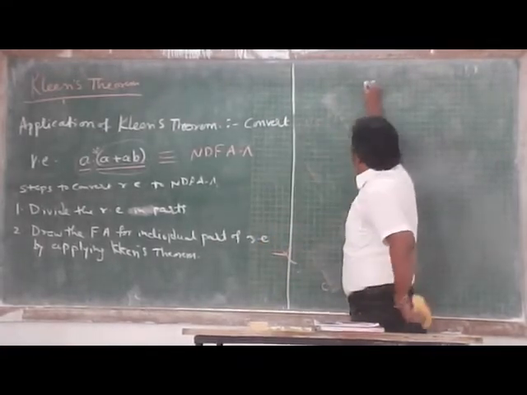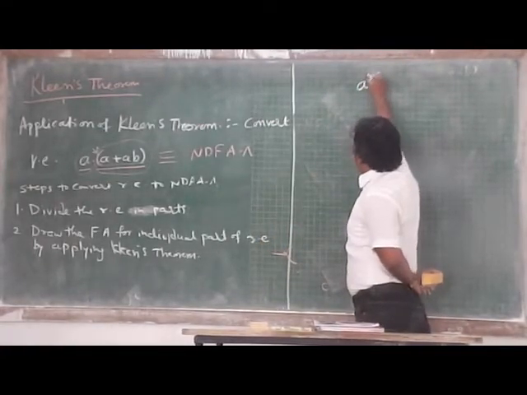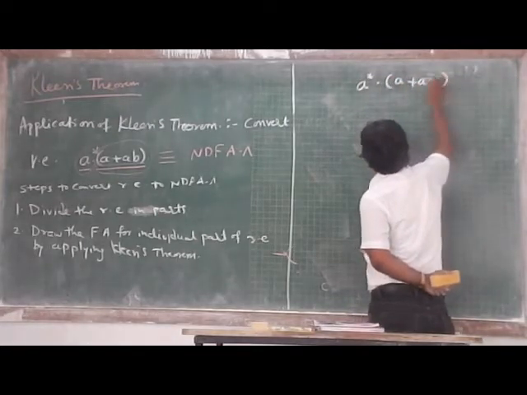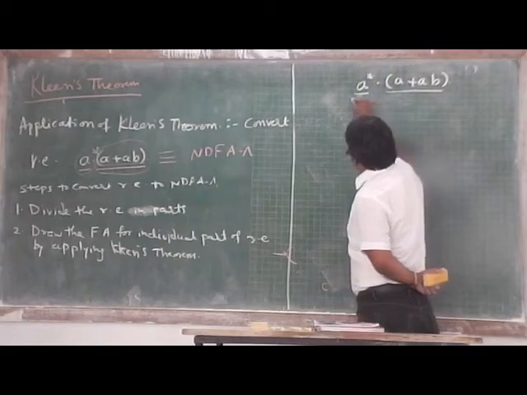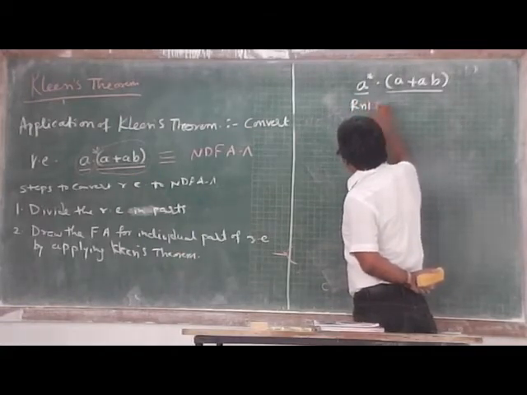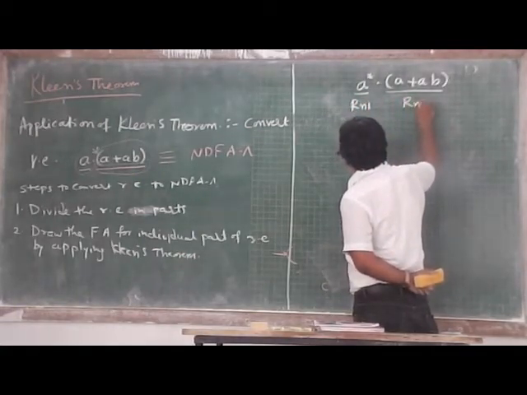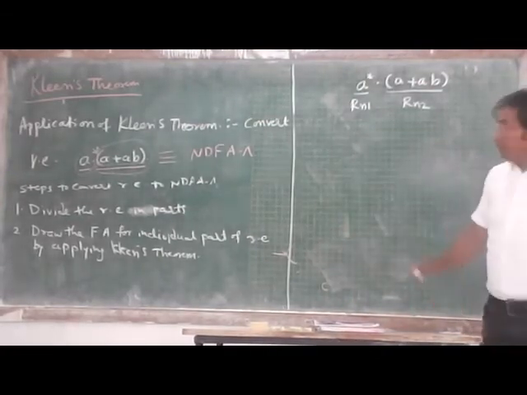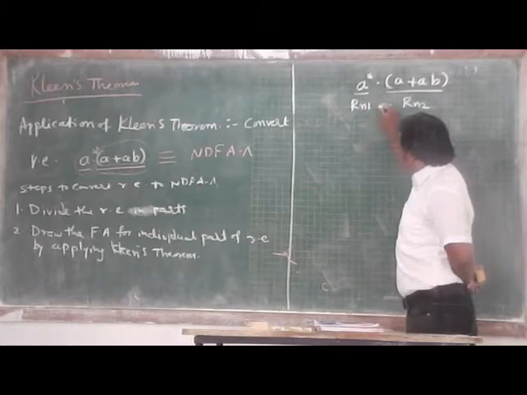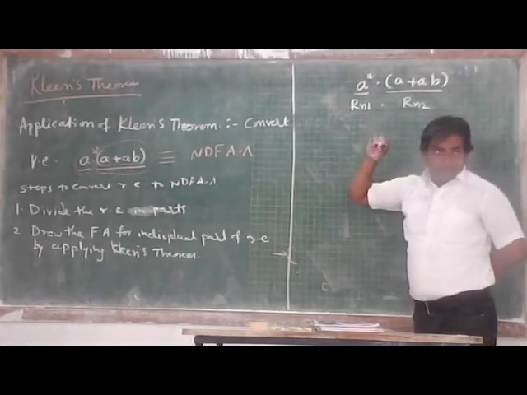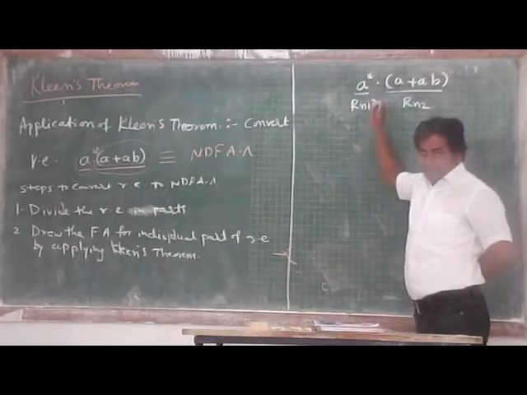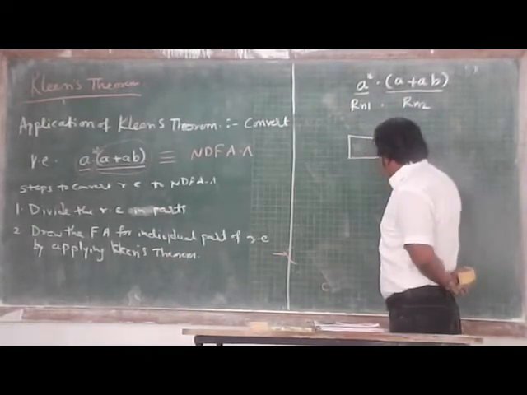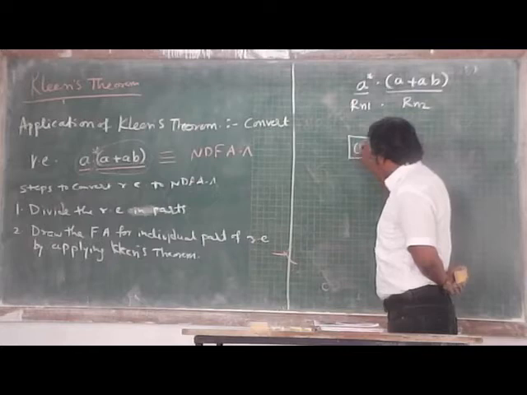My total regular expression is like this: A star A plus AB. This is what I consider Rn1. This I can consider Rn2. Okay? So in between these two, the concatenation is there. Dot. And so how can I have an equivalent automata for this regular expression?